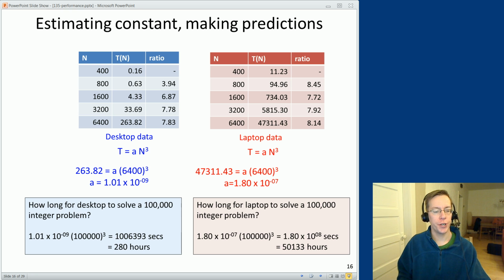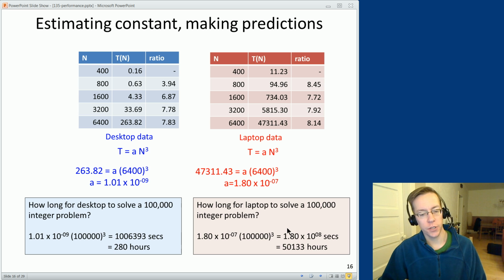This allows us to make predictions. Once I have the constant a and I know the exponent, I can do thought experiments like, what if on my desktop I tried to do the 3-integer sum problem on 100,000 integers? I can take the constant, multiply by the problem size cubed, and solve for the number of seconds, and find out it's going to take 280 hours to solve that problem. It's very easy to create an algorithm that takes a very long time. And then we can make predictions for the laptop, and it would be a really bad idea to run it there because it's going to take over 50,000 hours to compute the 3 sum of 100,000 items.